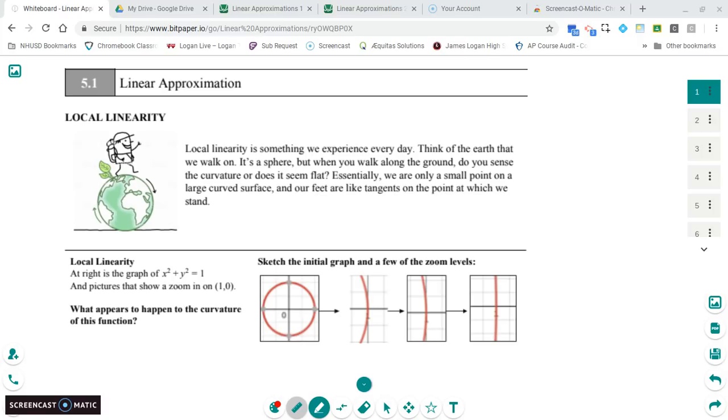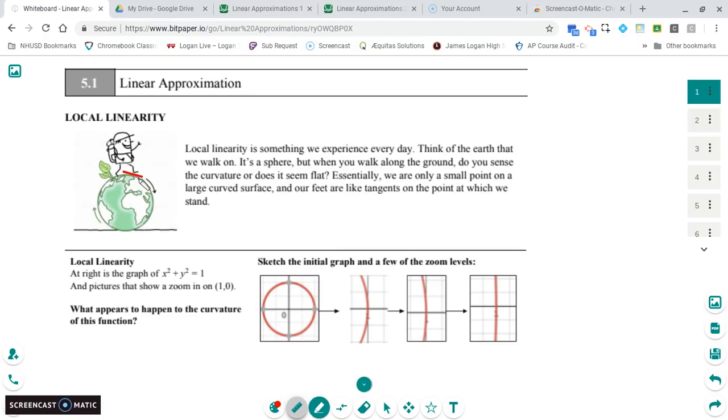Linear approximation is the idea that we can use a linear equation to approximate a function. Here's the idea. It's a fascinating concept called local linearity. We've talked about it before, looking at other functions, but it's that idea that when you zoom in on a function, it actually looks quite linear.